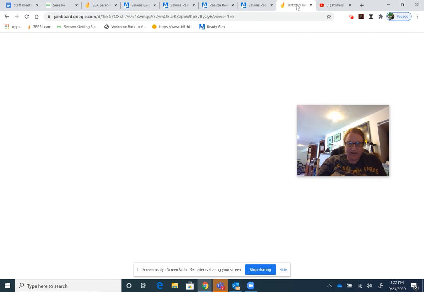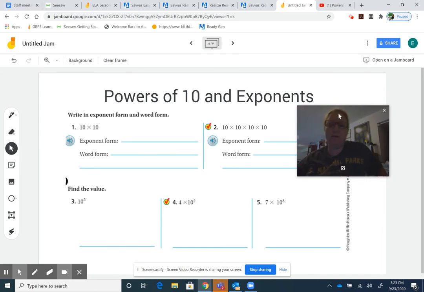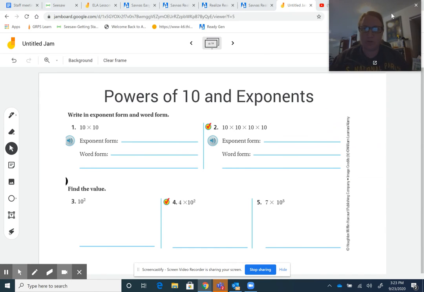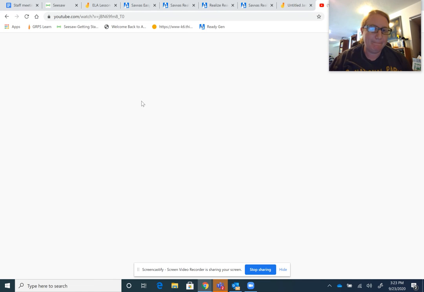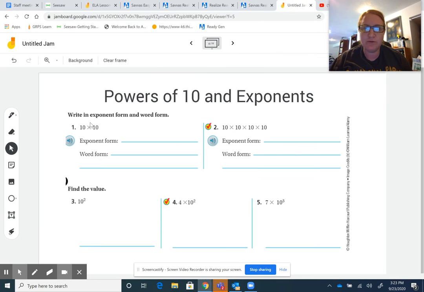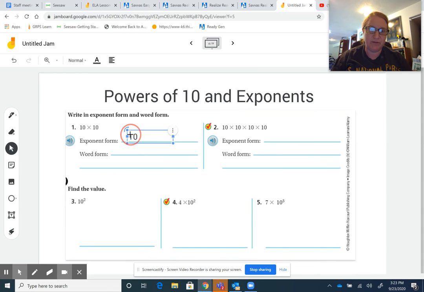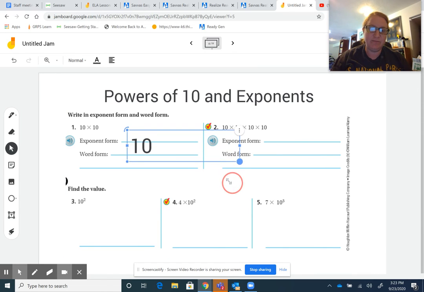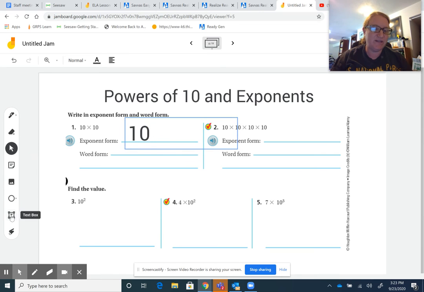So if we go back to our assignment, in another video, we introduce ourselves to the idea of powers of 10. All right, so if we have 10 times 10, the exponent form would be 10, and I'm going to make 10 bigger, right? We have 10, and how many 10s are there? We have 2 10s, so it is 10 with an exponent of 2, or the second power of 10.